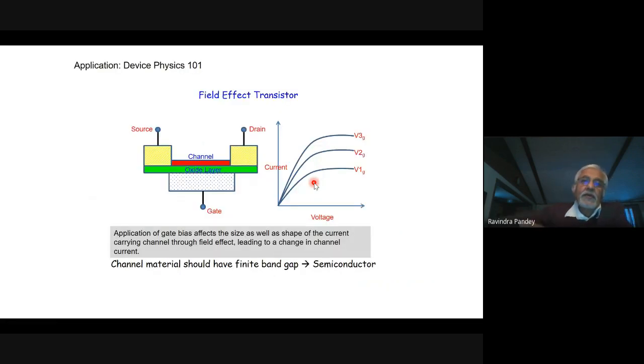So let me quickly go to device physics, I call 101, which is the field effect transistor. What is required, as you know, for any FET, you have a channel, you have source and drain, and a gate, and you have an insulating oxide material to insulate the carriers from going directly to the gate. And if you have a current and voltage curve, by manipulating the gate voltage, you can modulate the current between source and drain. But it does require that the channel material we would like to use should have a finite band gap. It has to be a semiconducting material. That's one of the key requirements to make FET kind of devices.